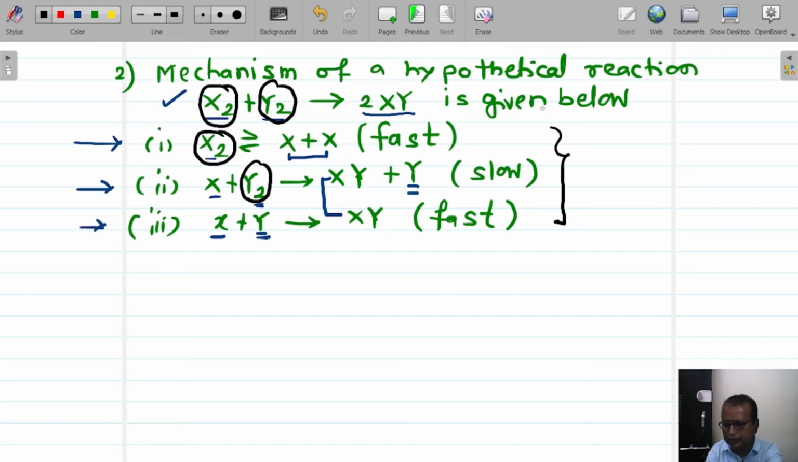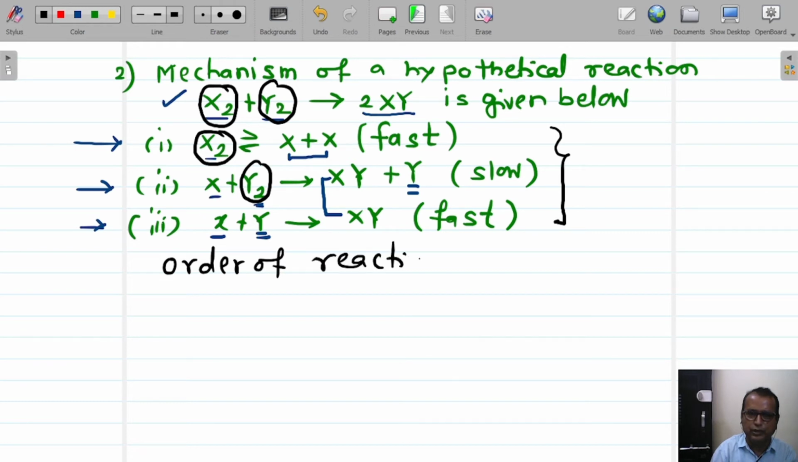The mechanism of the hypothetical reaction is given to you, and here you must determine what is the order of the reaction. What is the order of reaction?